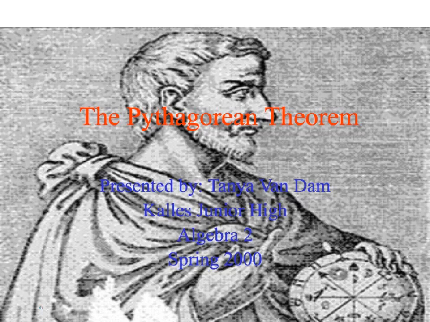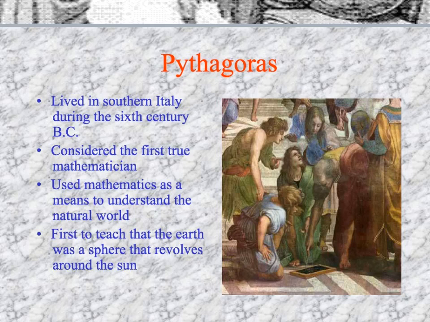Alright, so this is Unit 3, the Pythagorean Theorem. The Pythagorean Theorem came from a man named Pythagoras. He lived in southern Italy, and he was considered the first true mathematician. He was also the first to teach that the earth was a sphere and not a square, and it revolves around the sun. So this theorem is named after Pythagoras.